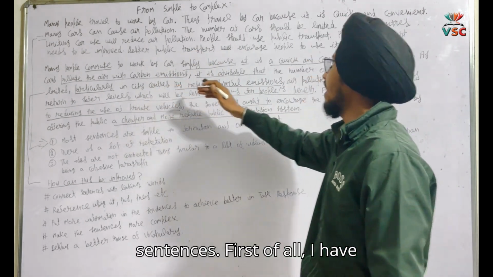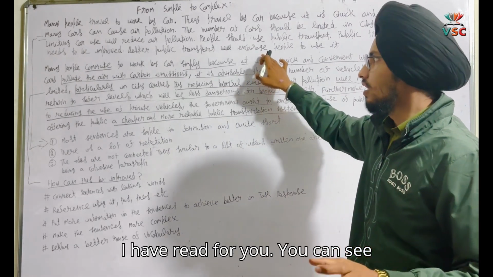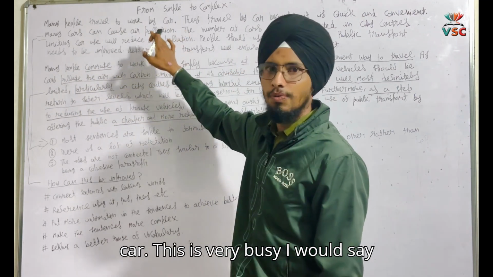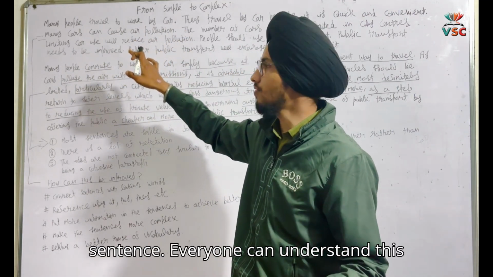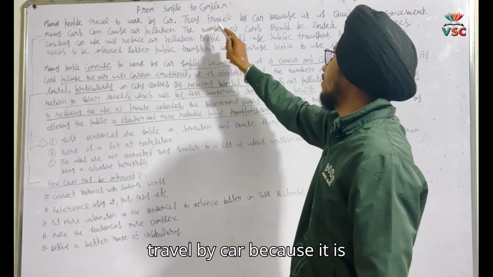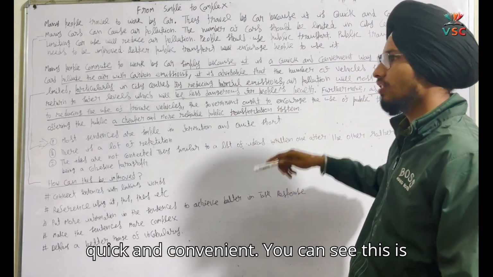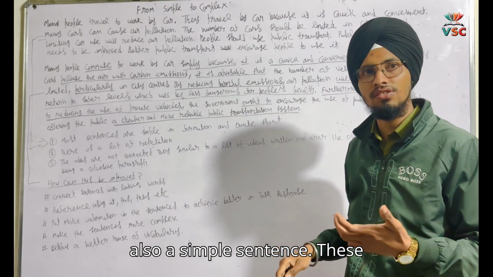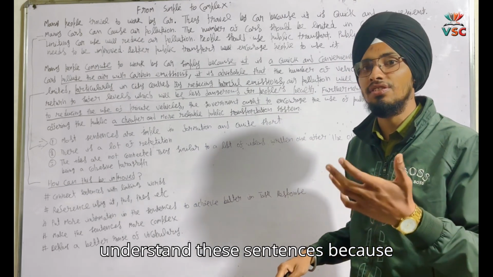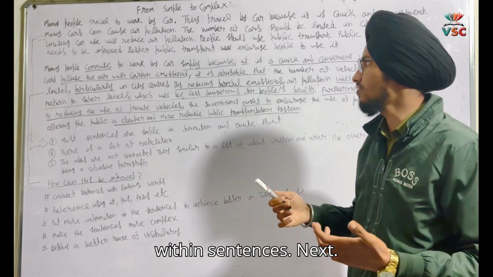First of all, I have written a small paragraph, which I will read for you. Many people travel to work by car. This is a very basic sentence. Everyone can understand this sentence. Next, they travel by car because it is quick and convenient. You can see this is also a simple sentence. These are two simple sentences and everyone can understand them because of their simplicity.